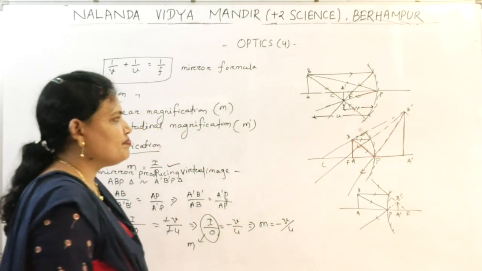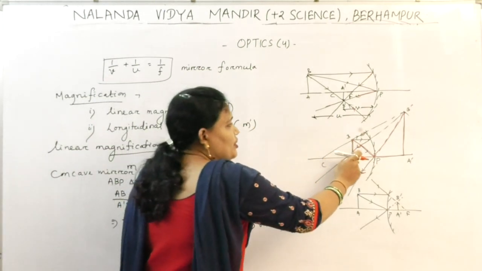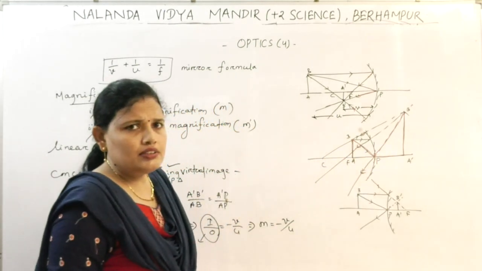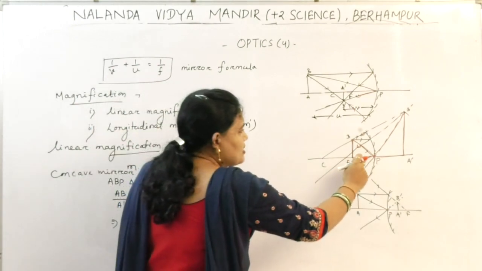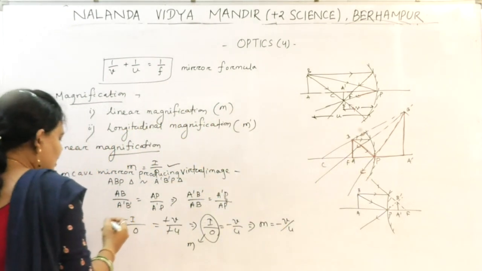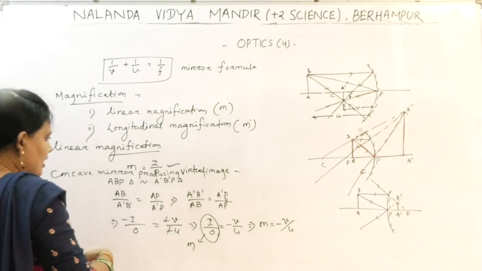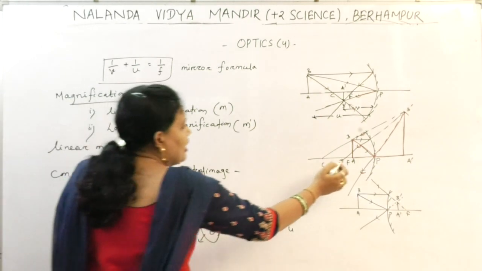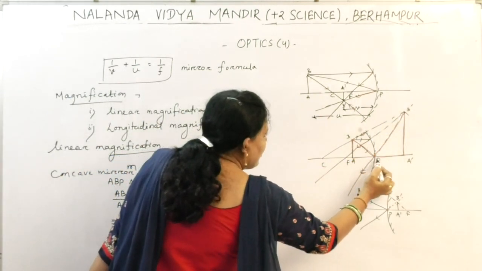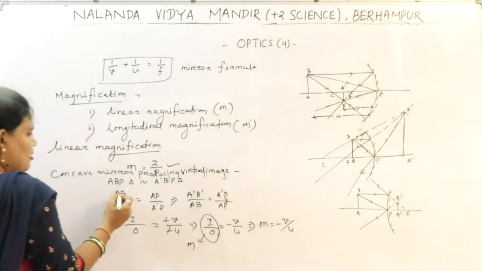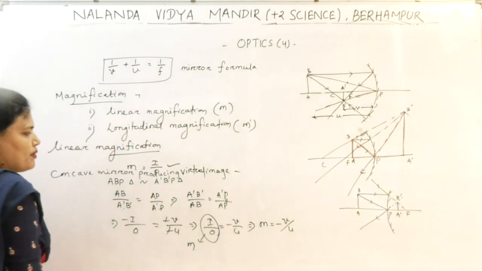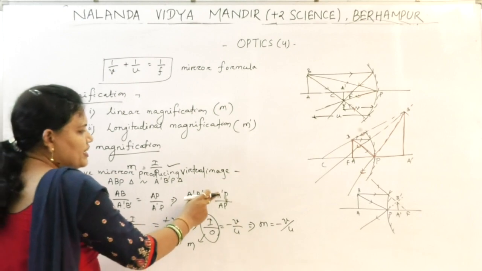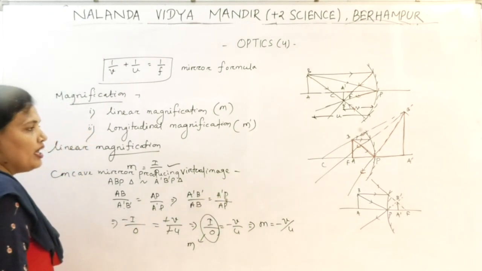These two triangles are similar to each other. So if the two triangles are similar, what can I write? AB by A dash B dash is AP by A dash P, or A dash B dash by AB is equal to A dash P by AP.